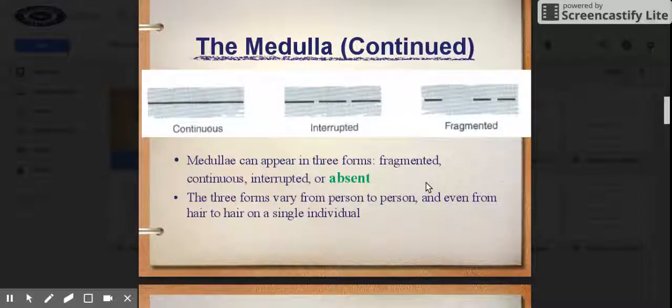Interrupted medulla is where it breaks off from creating a continuous line, but how it does it is generally the same. So you're seeing a repetitive pattern within the same amount of space. Whereas with fragmented, you have an unevenness of whenever that medulla fragments or is missing a piece of that continuous line. And again, the last one is absent, so that's our 4th one. The 3 forms vary from person to person and even from hair to hair on a single individual.